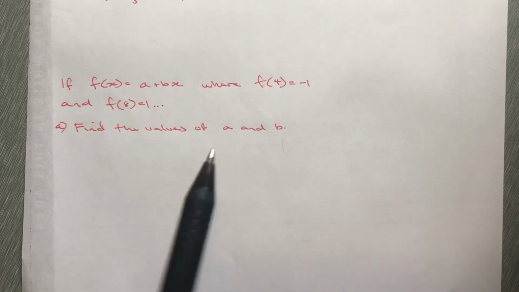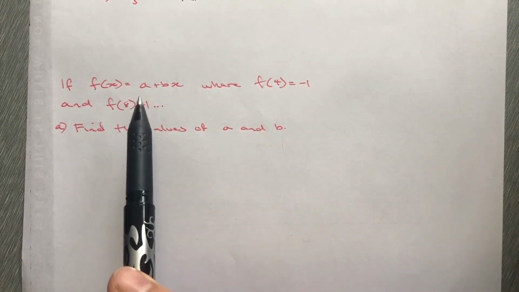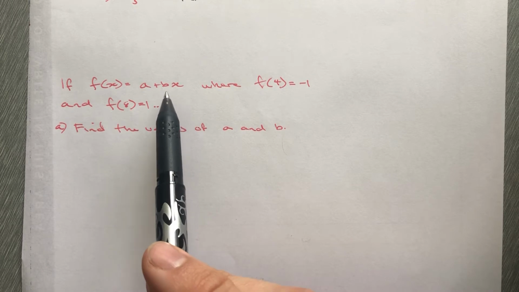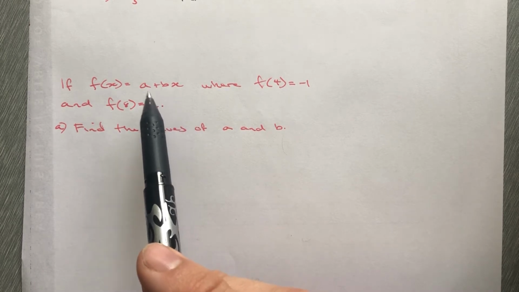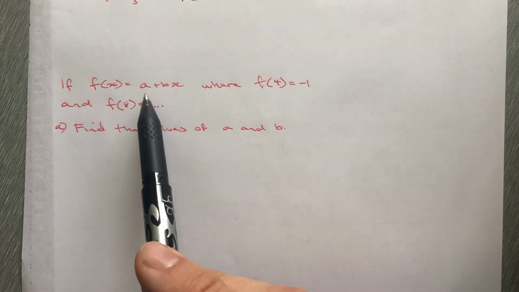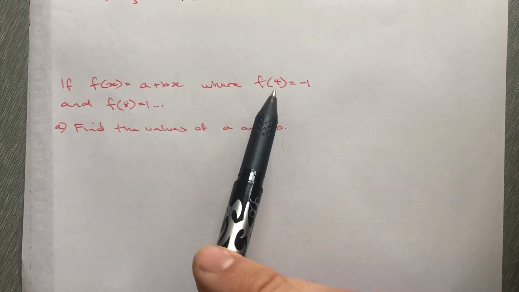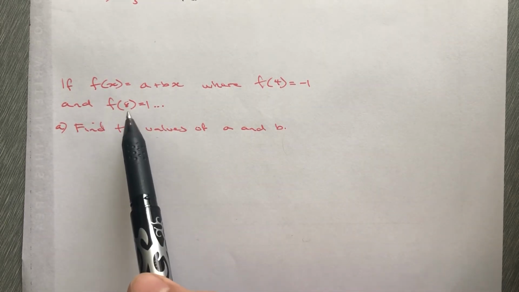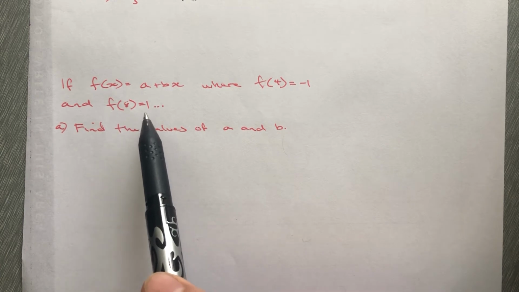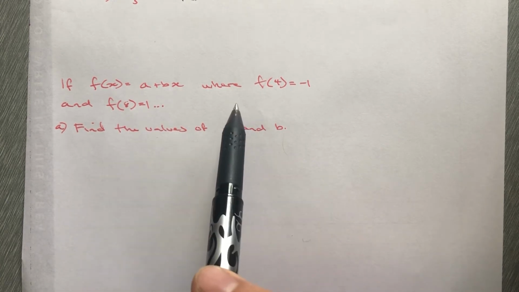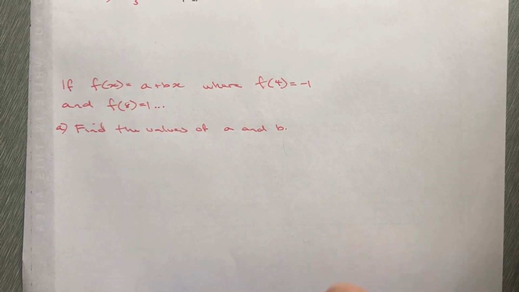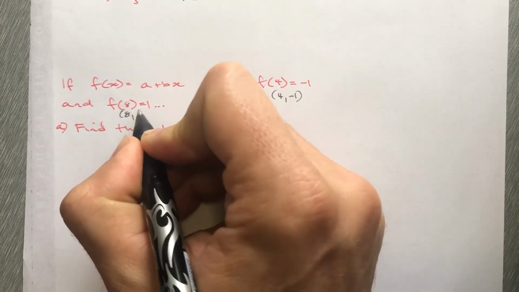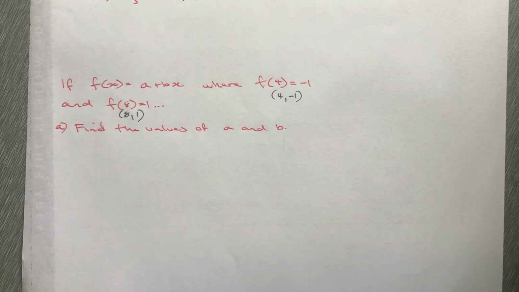Now, what it's saying is we've been given this rule here. It looks like it's linear because we can see x is just to the power of 1. The gradient's b, so we don't know what b is, and the y-intercept is a. We don't know what a is yet either. And it's also told us that when x is 4, y is -1, so that's a point on the line. And we also have another point, which is when x is 8, y is 1. So underneath here, I'm just going to put them as coordinates, maybe to make it a little bit easier or more familiar for you guys. There we go.